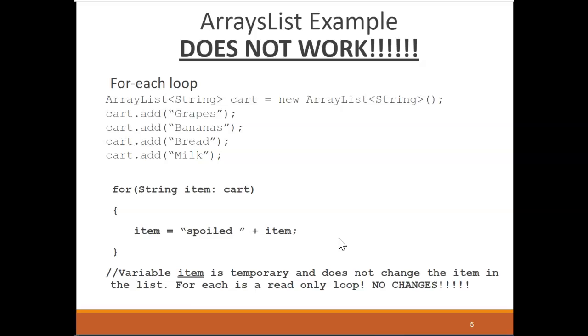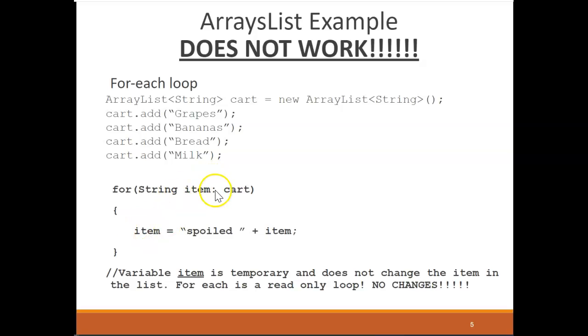So here's an example of a for each loop that doesn't work. If we have the same array list, cart, and it has grapes, bananas, bread, and milk, and I did something like for string item in cart, so I'm going through each item, grapes, bananas, bread, and milk, in the cart, if I did item equals spoiled plus item, I cannot modify item inside my for each loop.